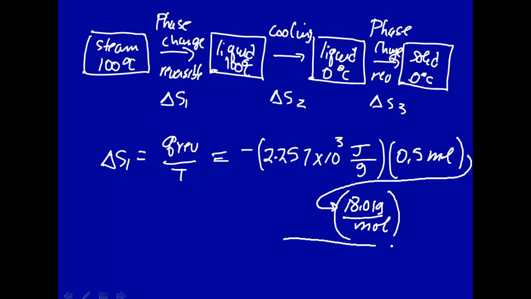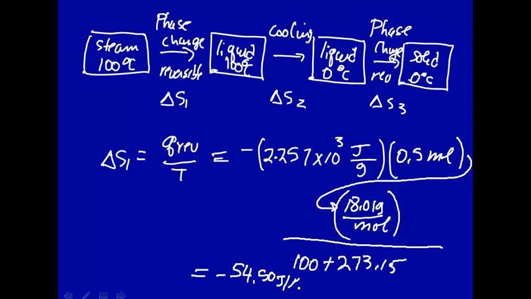We're going to divide all of this by the temperature. The temperature is 100, but remember this temperature is in Kelvin, so we'll have to change to Kelvin, 373.15. Plug those numbers in, and this comes out to be minus, don't forget that minus sign, 54.50 joule per Kelvin. All right, so that's what it is for the first step.